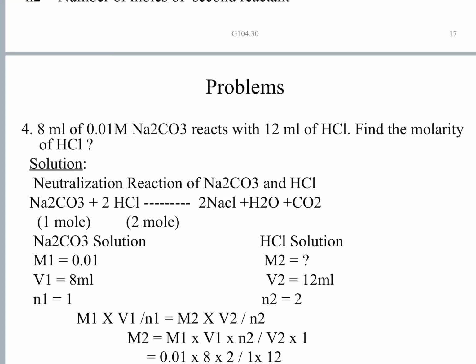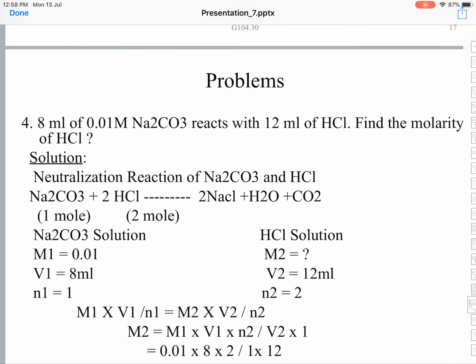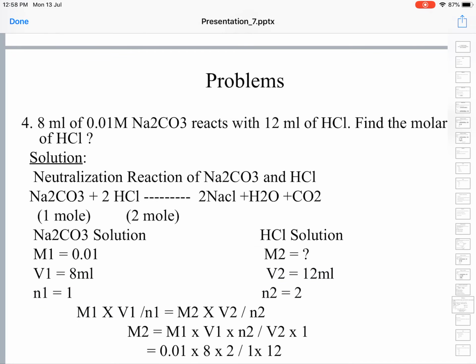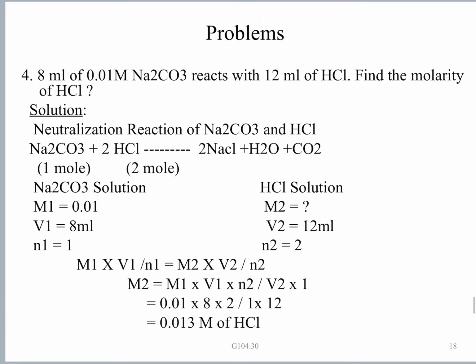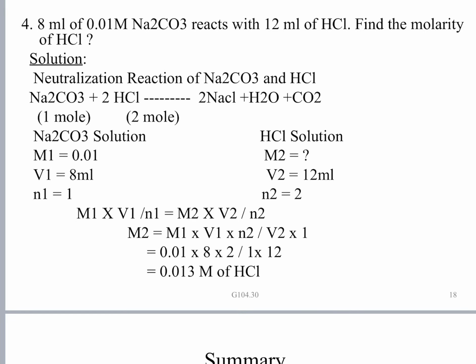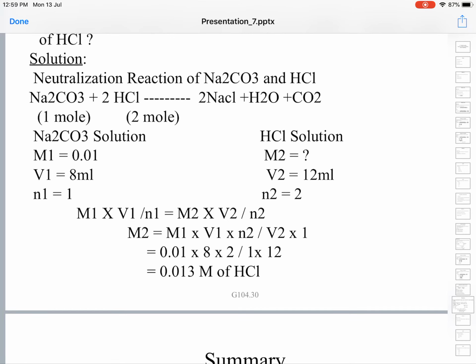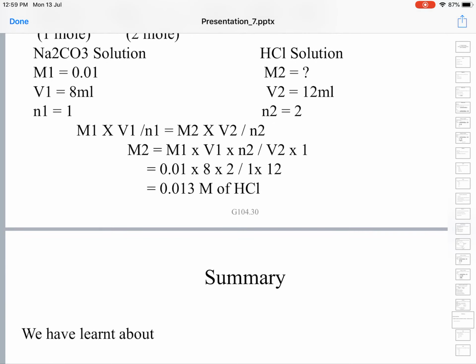Substituting the values, 0.01 into 8 into 2 divided by 1 into 12, that is V2 is 12 now. So, that comes to 0.013 molar HCl.